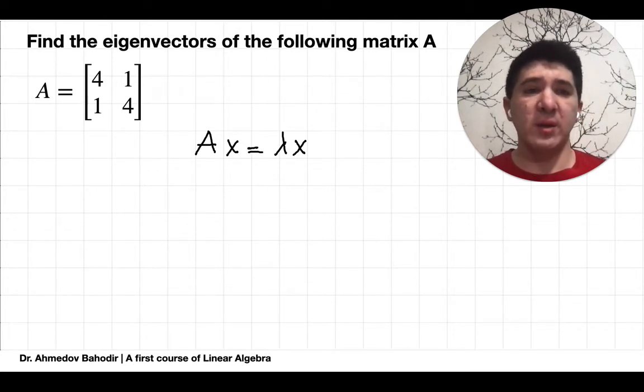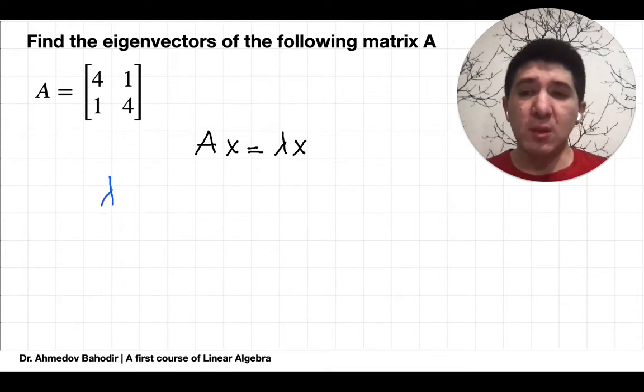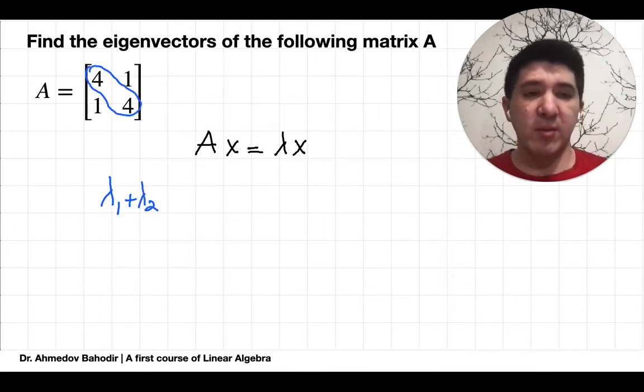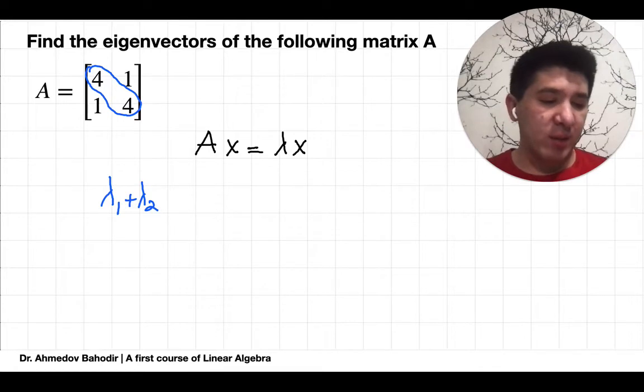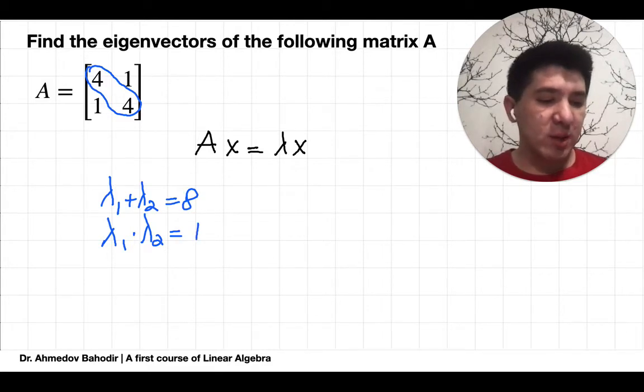Well, if you are given the matrix for the 2 by 2 case, it is not so difficult to find the eigenvalues. We are going to use the properties which basically state that the sum of the two eigenvalues of this matrix should be the trace of this matrix, which is the sum of the diagonal entries, which is equal to 8. And the multiplication of the two eigenvalues should be equal to the determinant of this matrix, which is equal to 16 minus 1, which is equal to 15.